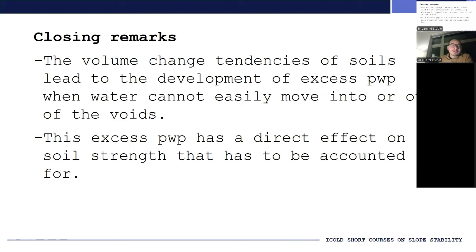Right, so my closing remarks: the volume change tendencies of soils lead to the development of excess pore water pressure when water cannot easily move into the voids or out of the voids. And this excess pore water pressure has a direct effect on soil strength that has to be accounted for in stability analysis.